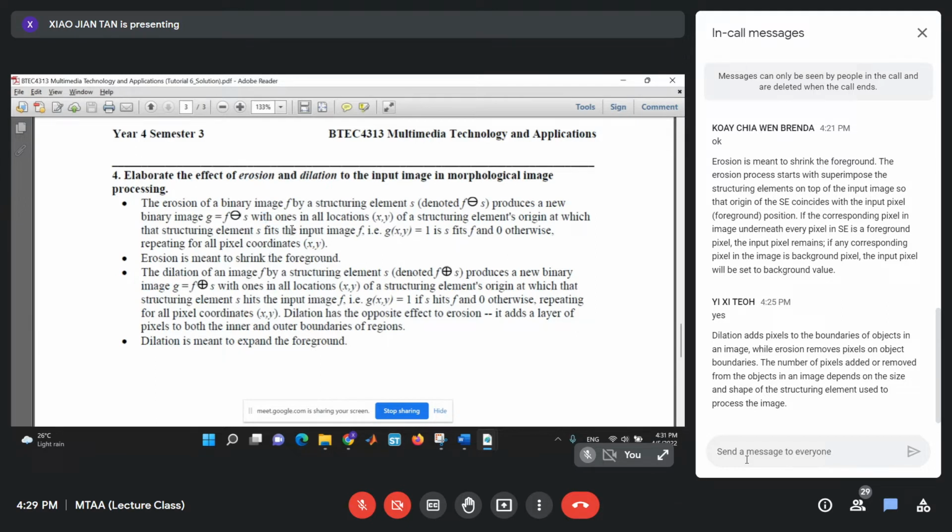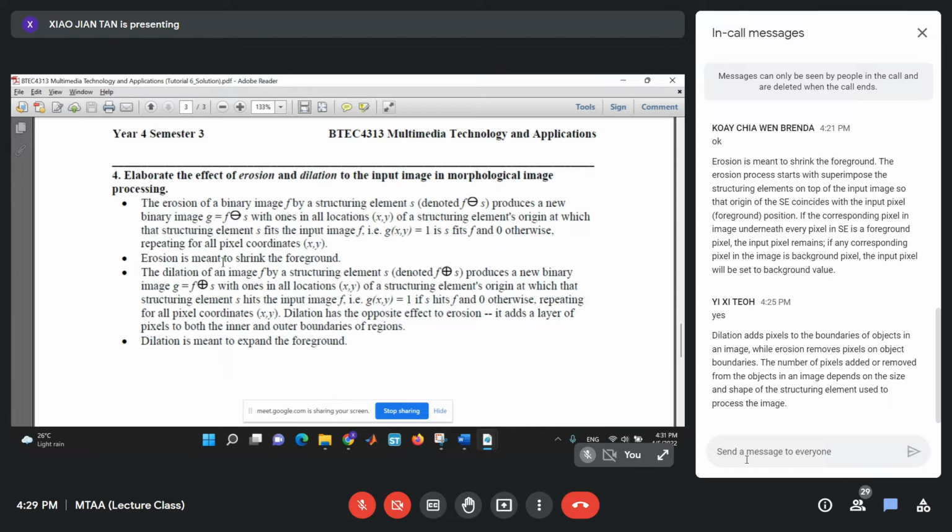We want all the locations x, y of the structure element origin at which the structure element S fits the input image. So g, the output, is equal to 1 if S fits F, which is the structure element fits the input image, and zero otherwise. Repeat for all pixel coordinates x, y. Erosion is meant to shrink the foreground.